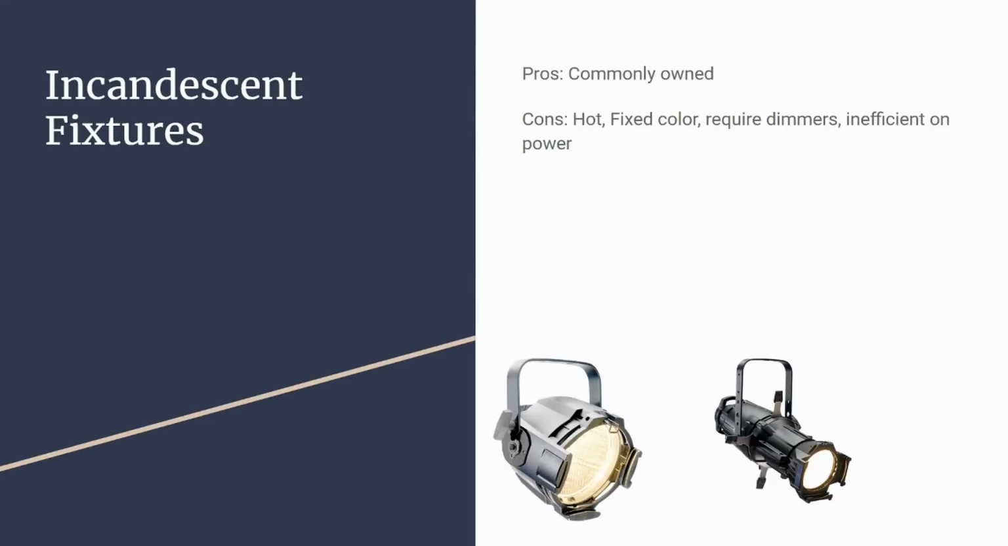Incandescent fixtures. These have been the workhorse for the past 40, 50 years in our industry, so they're commonly owned by just about everyone. They are cheap to rent, but there are some pretty significant drawbacks. They're very hot. The color is static, which means that this frame you see in the front of the fixture, what we decide color-wise we're going to put in there is going to be there the entire time and will not change. They require external control in the form of dimmers. They are also very inefficient on power.